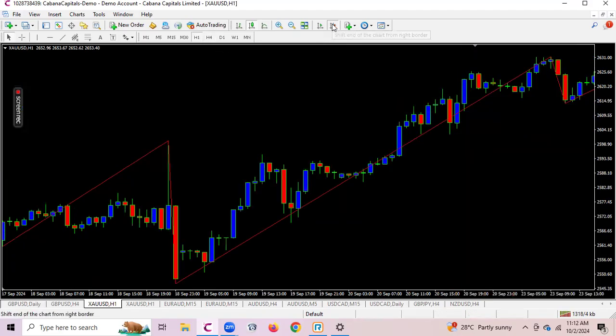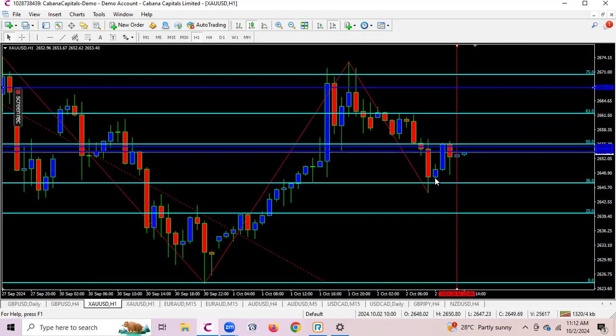The support was created on, I think, 1 hour. You can see the support that was created on 1 hour. Before you sell gold, I would suggest you wait for price to break the support that was created on the 1 hour time frame. Okay, this will be my entry for gold.